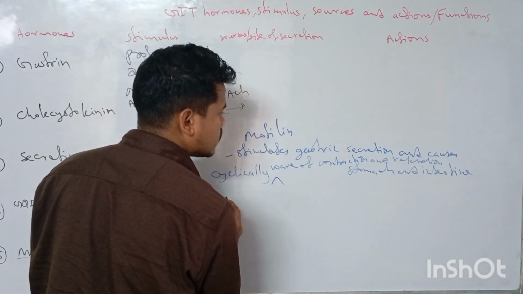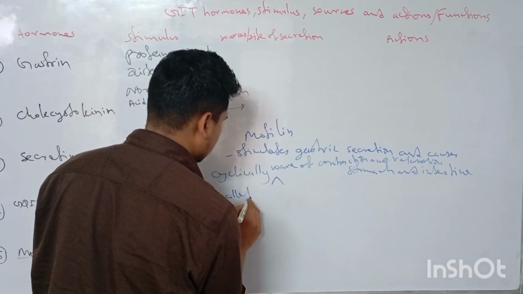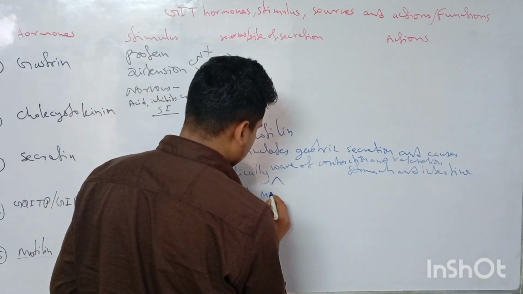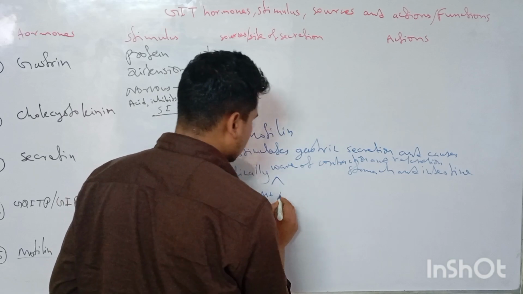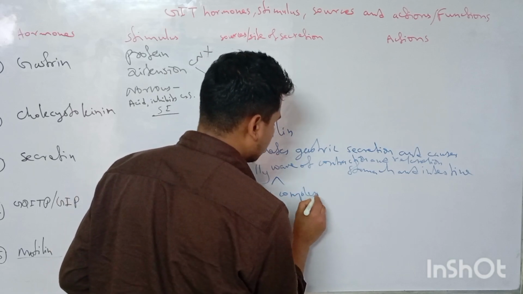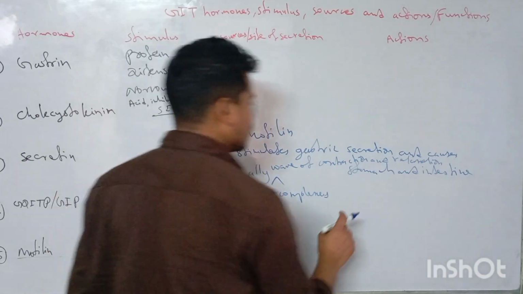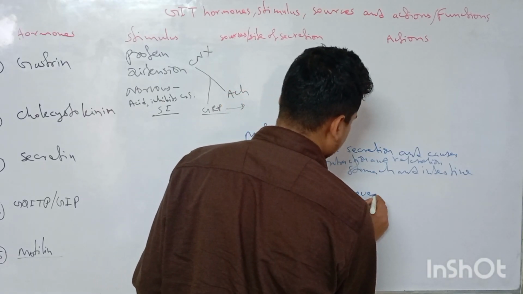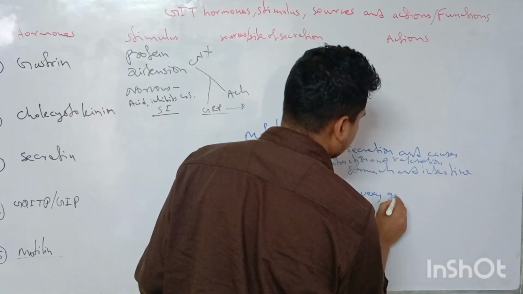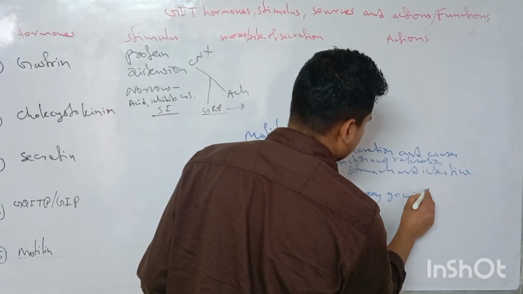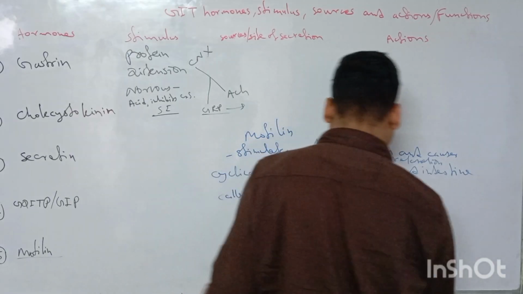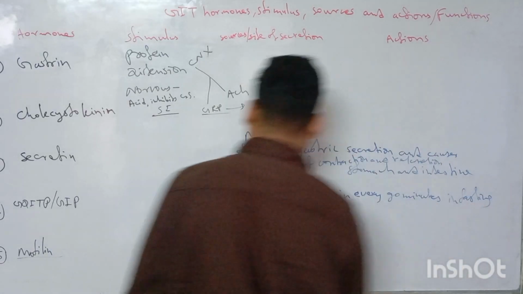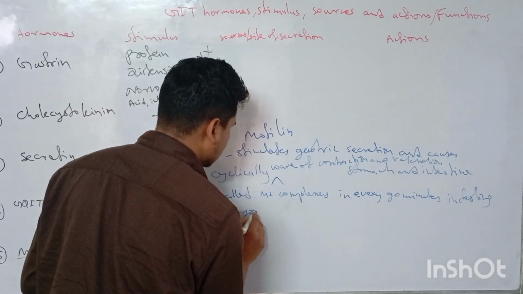This is called the migrating myoelectric complexes mechanism, occurring every 90 minutes in a fasting person.